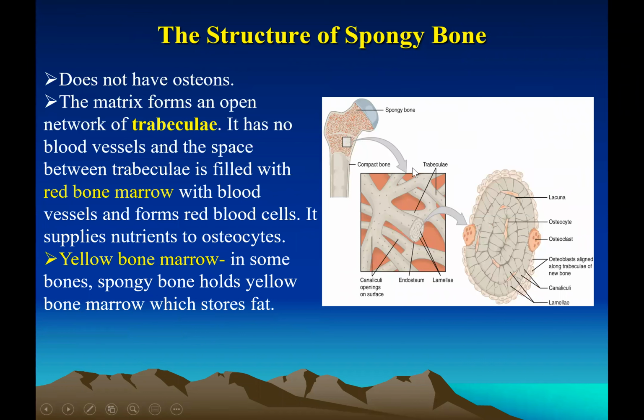So here's a close-up of spongy bone. They don't have colonies called osteons. The matrix forms an open network called trabeculae. There are no blood vessels within it, but there are big arteries going through it. It's filled with bone marrow, so it's going to get its nourishment directly from the red bone marrow. It can also have yellow bone marrow, which would be a source of energy in times of need. So this is the microarchitecture of spongy bone, where we can see trabeculae.